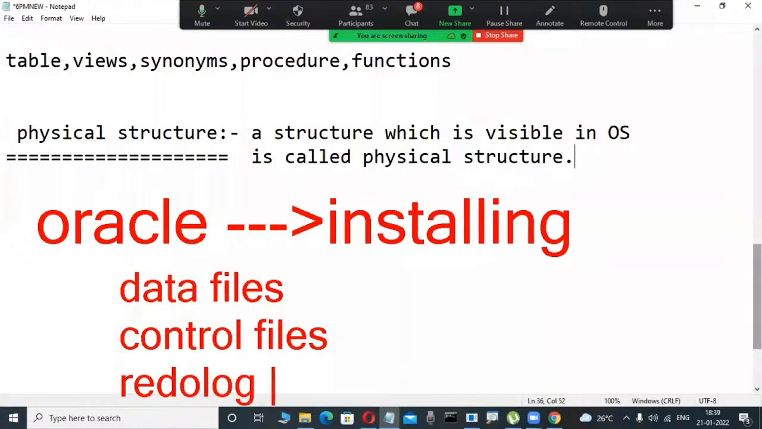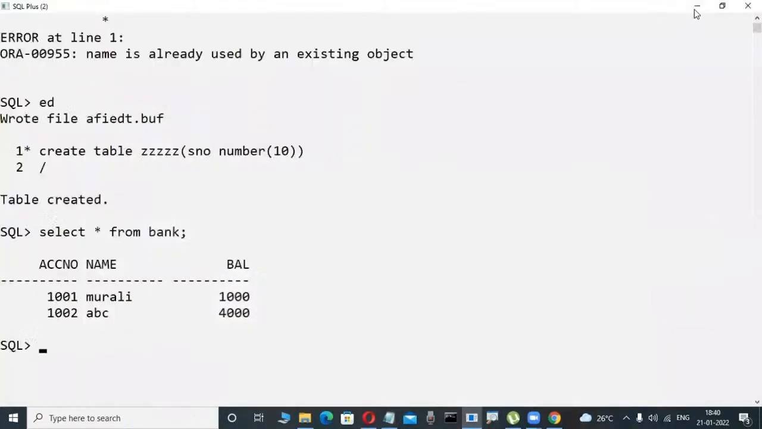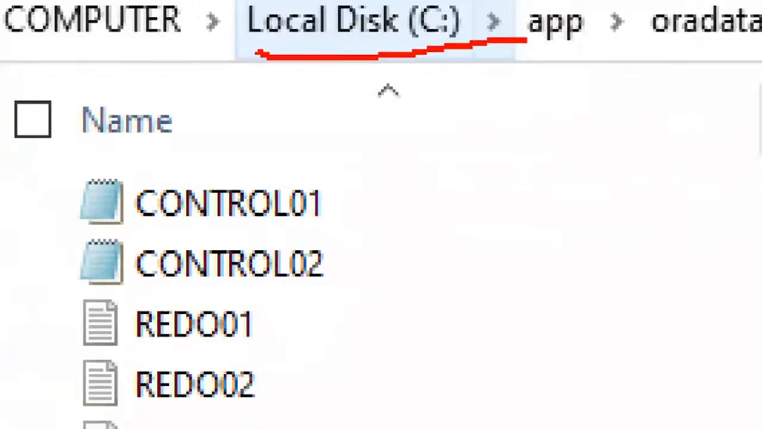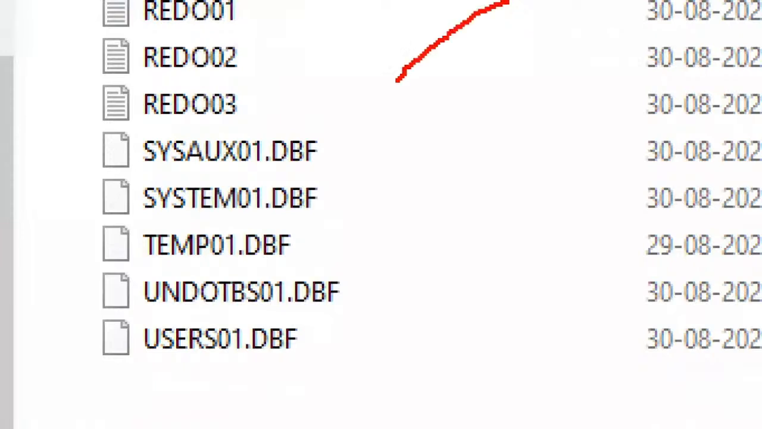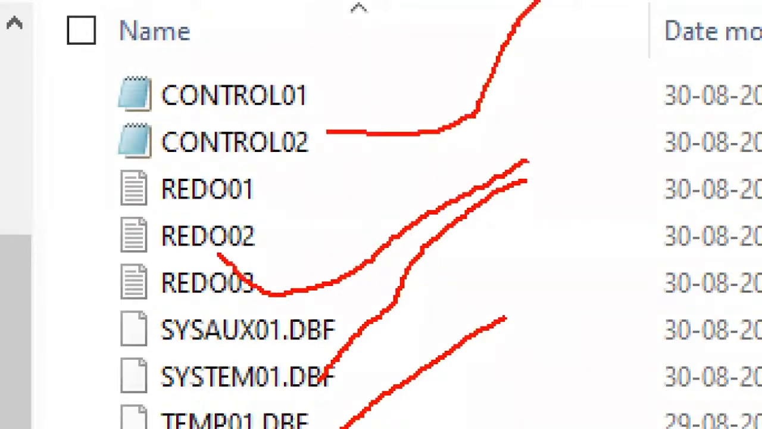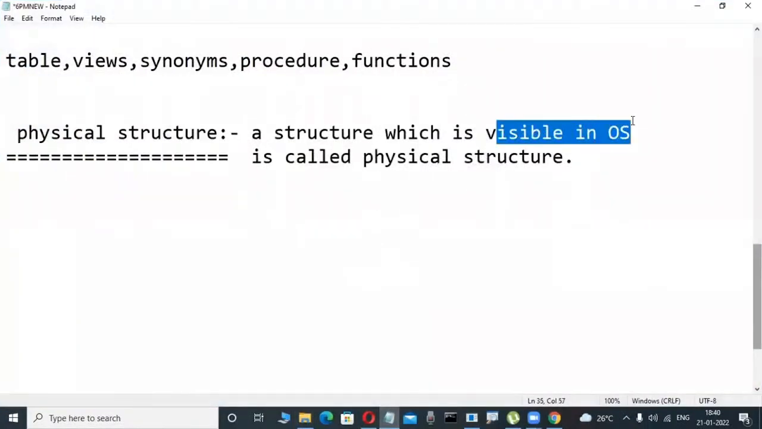You don't have an idea about these things yet. In the future, in the DBA concept, this is just a rough introduction in our course. Observe here, whenever I install the Oracle software, automatically some files are created on the disk, in the C drive, D drive. These are data files, .dbf files, and so on. You don't have an idea what this is, later you'll be familiar. Control files, redo log files, these files, that's why a structure which is visible in the operating system, whether some files are visible or not, is called a physical structure.